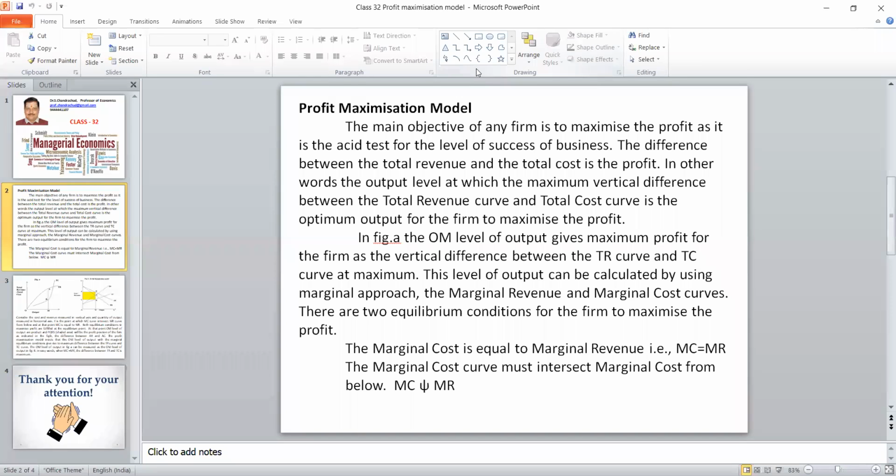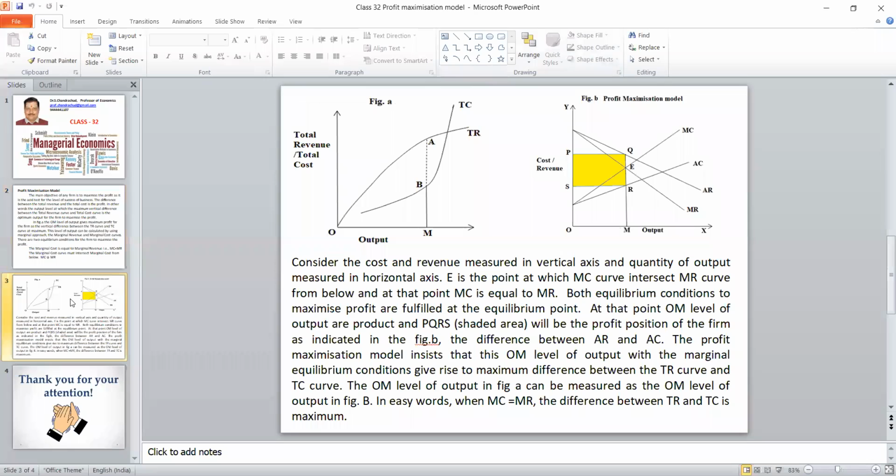When we follow these two conditions, it is evident that the distance between the total revenue and the total cost will be maximum. How to prove that? For that only we are using this particular model. First we have figure A. Here we show total revenue and total cost. We draw it to identify at which output level there will be a maximum distance between TR and TC. Revenue is price into quantity. That curve follows the law of variable proportion; it is like the TP curve, that is the revenue curve.